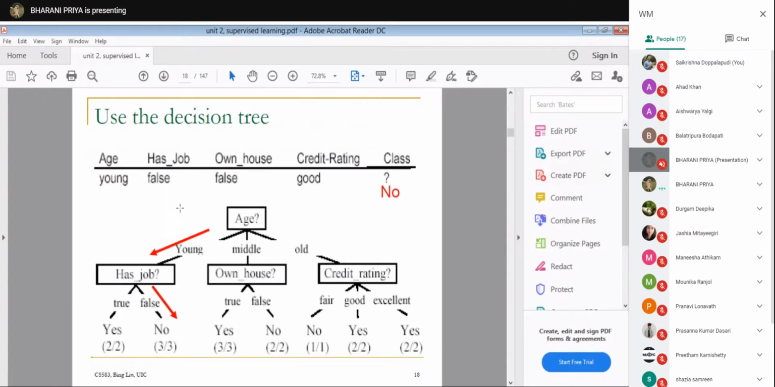Previously, in the first slides, we had this question. We need to identify the class value of this. Without learning, by seeing the number of dominating class values, we decided that the class value is yes. But now the data is trained, the model is trained, and based on the data, we have learned that the value is no. By construction of this decision tree, we have decided: the age is young, then has job is false. Obviously, the class label is no.